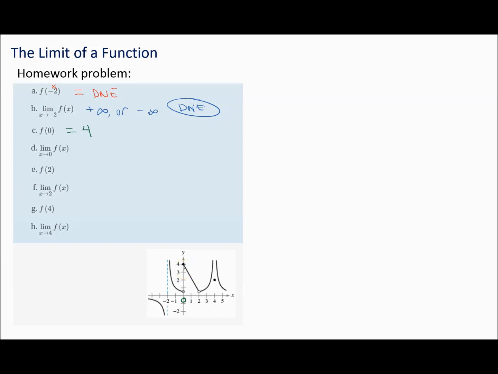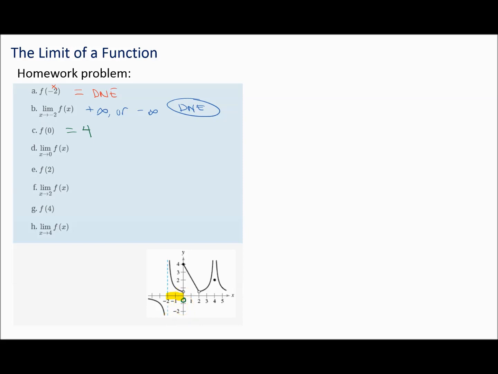But on the other hand, if we take the limit as x goes to 0, that means we need to look at what's happening from the left, and we need to look at what's happening from the right. So from the left, as I get closer and closer and closer to 0, my answer is up here at maybe 1, where the hole is.